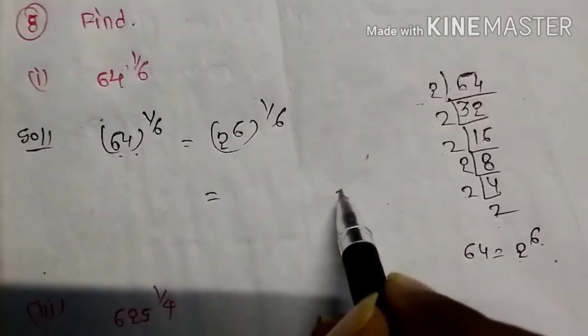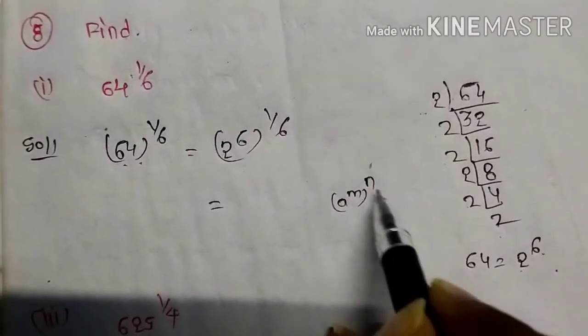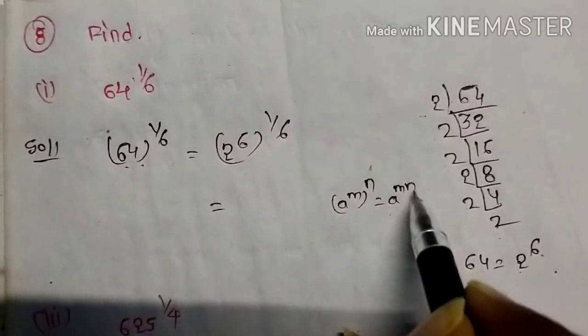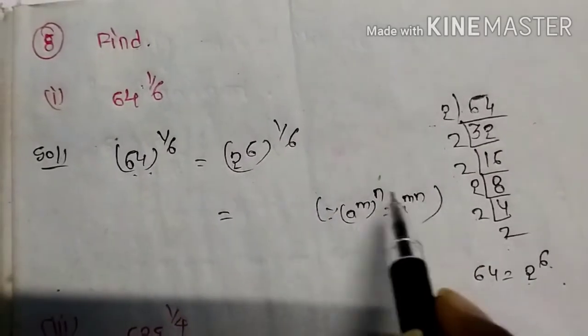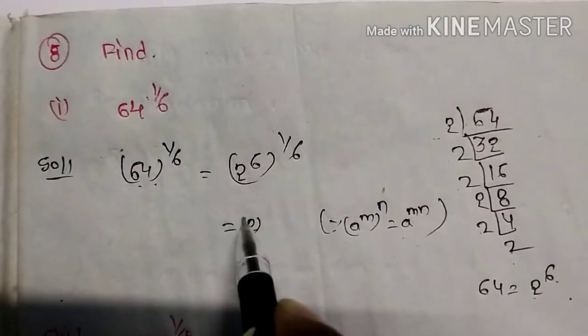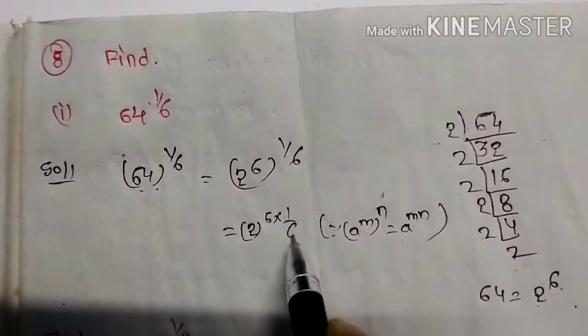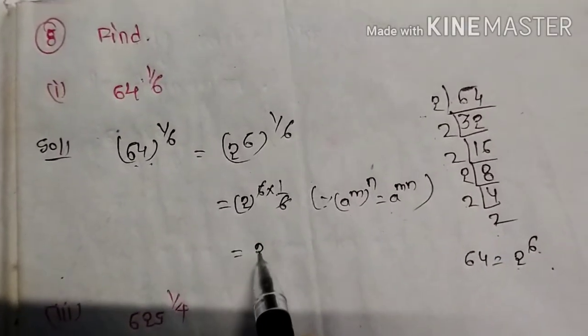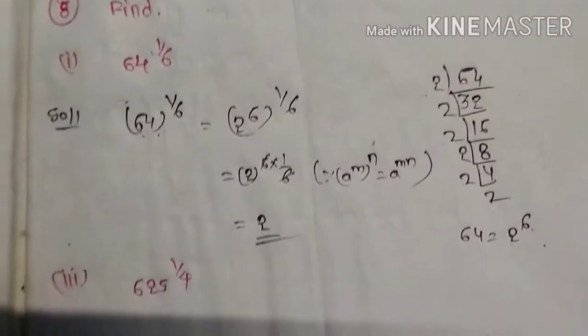But you have one formula, a to the power m whole power n is equal to a to the power m into n. Yes or no? Using this formula, can I write here 2 power 6 into 1 by 6? 6 cancel. That means your answer is how much? 2 only. Very easy one.